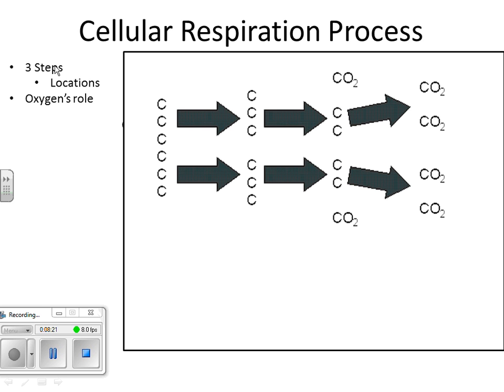Okay, so here are the main things that you need to write during your summary. What are the names of the 3 steps? Where are the 3 steps happening? And what happens when oxygen is involved?